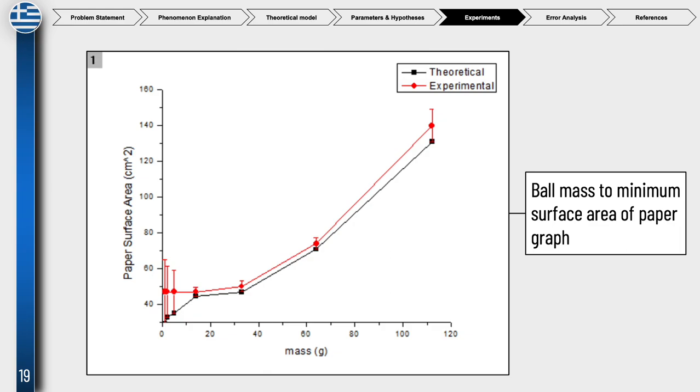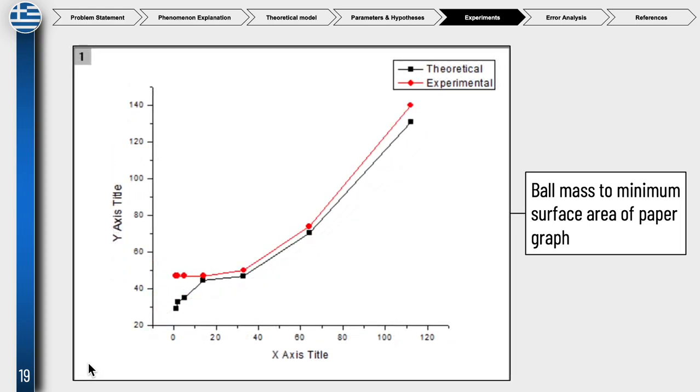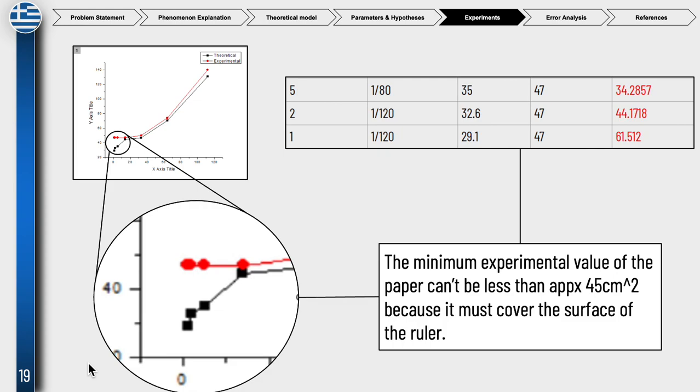That's all we need to say about this graph. And here we have the ball mass to minimum surface area of paper graph. So as you can see here, the minimum experimental value of the paper can't be less than approximately 45 kilometers squared, because it must cover the surface of the ruler.